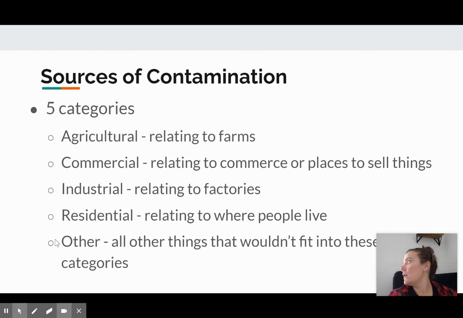And so if we think about or name any sort of place, it should be able to fit into one of these categories. So, for example, if we're talking about a dairy farm, that would be agricultural. That's a place where they have cows that they're collecting milk from, right? If we're talking about a shoe store, that is a commercial place, right? If we're talking about a rubber factory, that is an industry. If we're talking about your granny's house down the street, that is a residential place, okay? And all of those places actually probably are contributing to water pollution and water contamination.